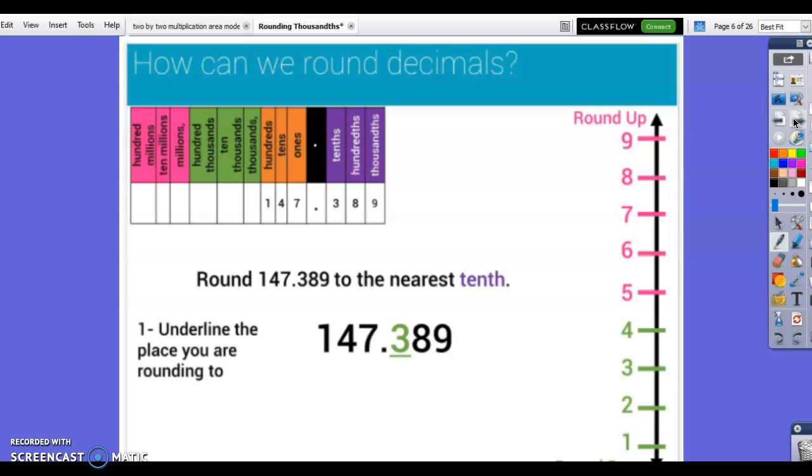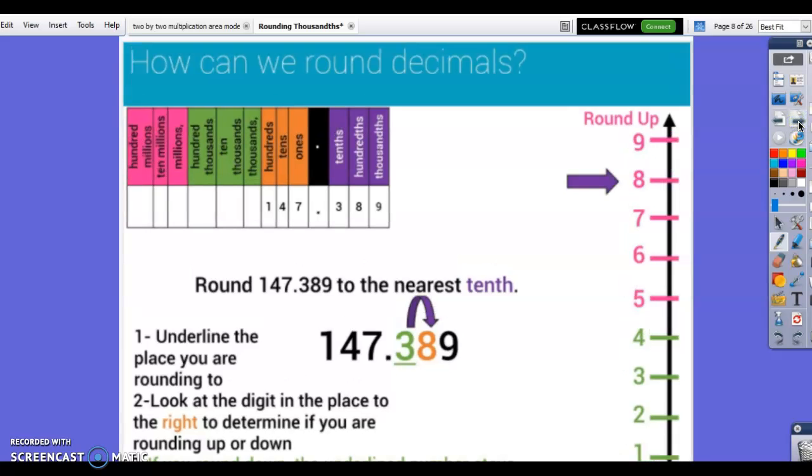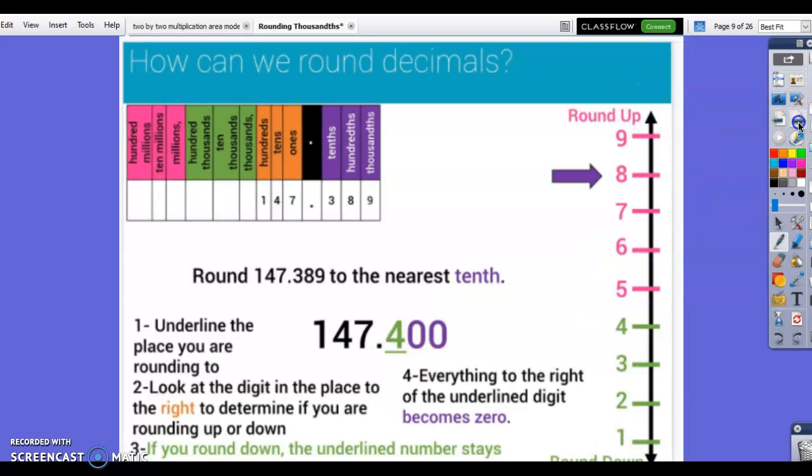First, you underline the place you are rounding to, which is the 3. Number 2, you look at the digit to the right to determine if you're rounding up or down. So you have an 8. The 8 is going to tell us that we go up, so we round up. Therefore, your 147 and 389 thousandths rounds to 4/10 or 400 thousandths, because you're rounding to the nearest tenth.